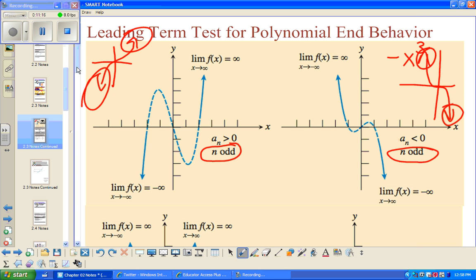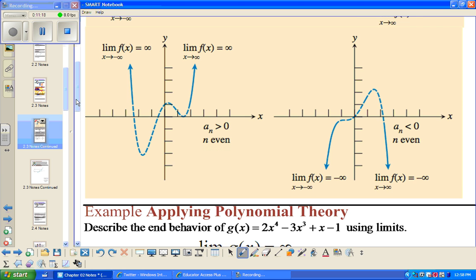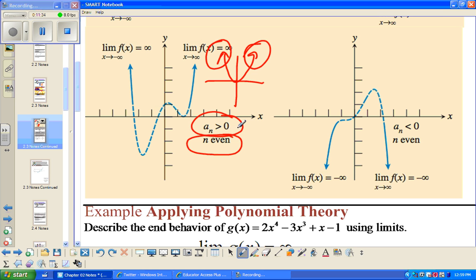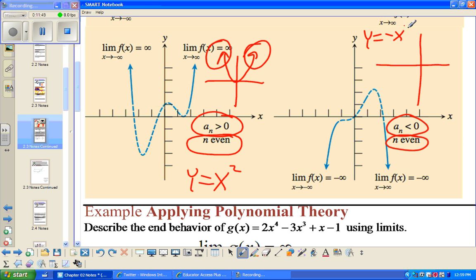The same is true for even functions. Just think about the basic function you know, a parabola. If it's an even polynomial with a positive leading coefficient, it will have the same end behavior as a parabola. As you go to the left or to the right, you'll approach positive infinity, just like y equals x squared. If it's an even function and a negative leading coefficient, it's going to be just like y equals negative x squared, which you know opens down.